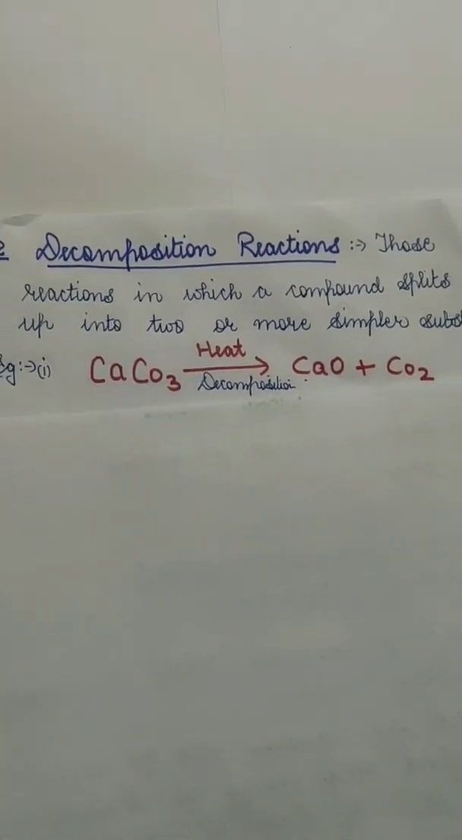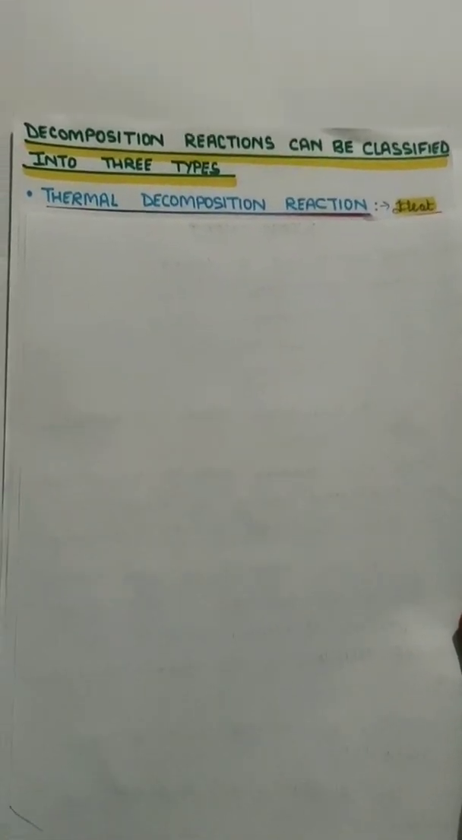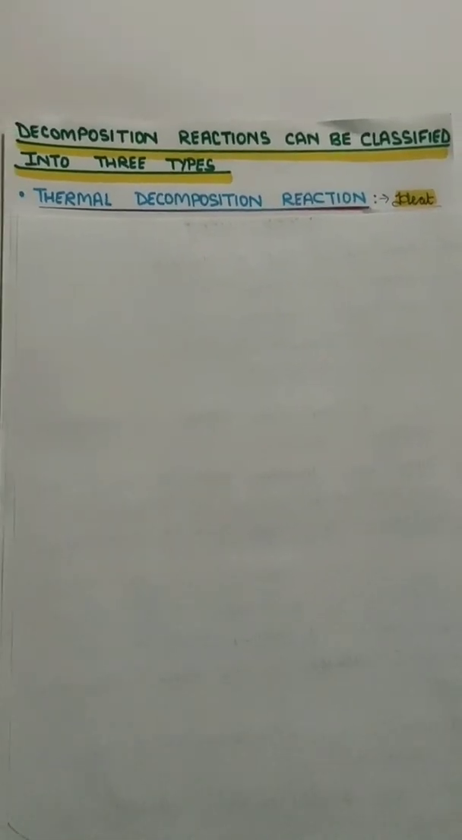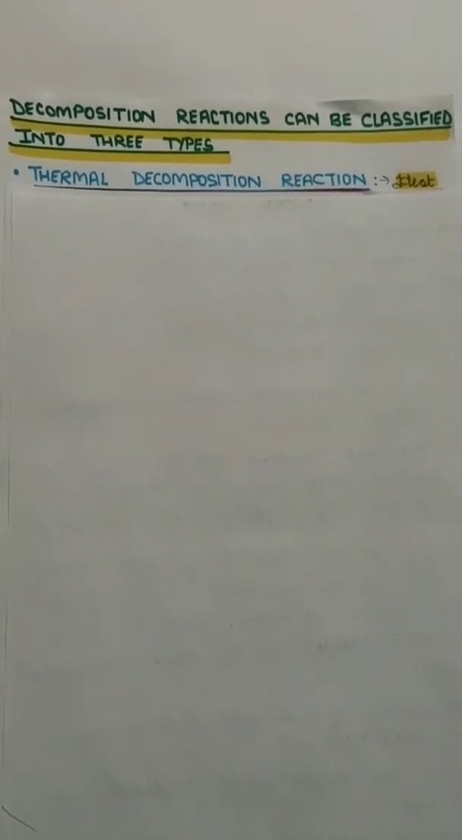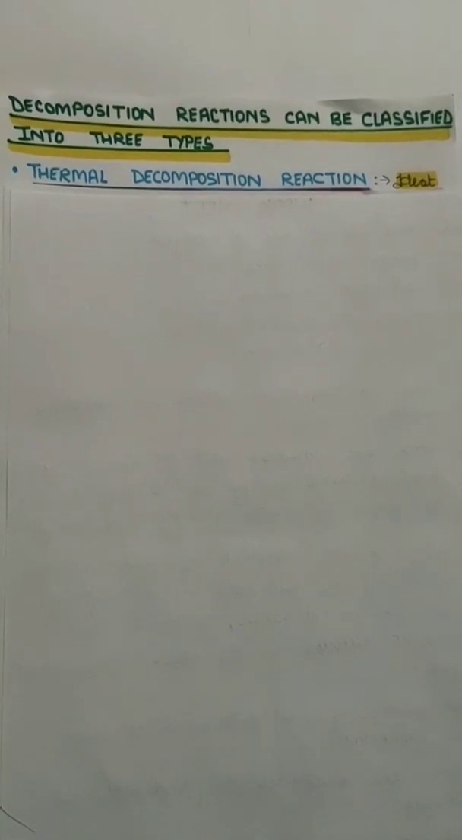Now decomposition reaction is of three types. Decomposition reactions can be simply classified into three types. The first is thermal decomposition, when we use heat as a form of energy to break down a chemical compound, then we call it a thermal decomposition.